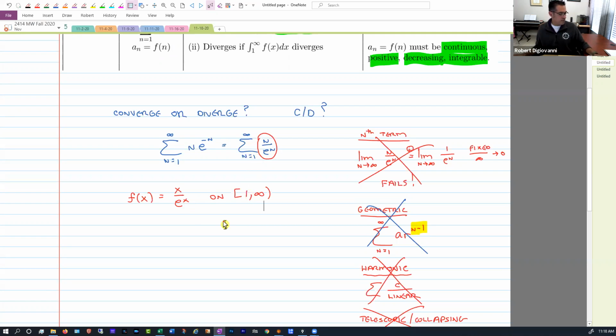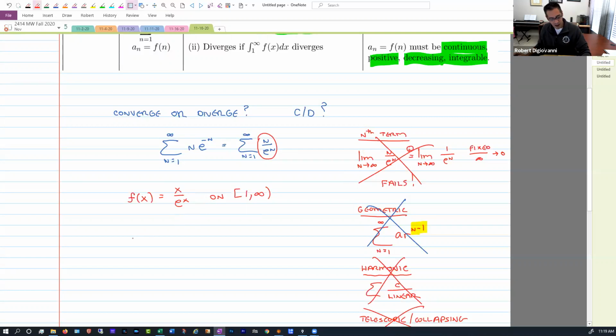And now comes the tedious part. We have to show it's continuous, positive, decreasing, and integrable. So what I always tell students with the integral test is before you start figuring out whether or not these 4 things are true, just ask yourself, do you feel like integrating this? Because you're going to have to integrate it at some point. Do you feel comfortable integrating it? If you don't, then the integral test is probably not for you in this case.